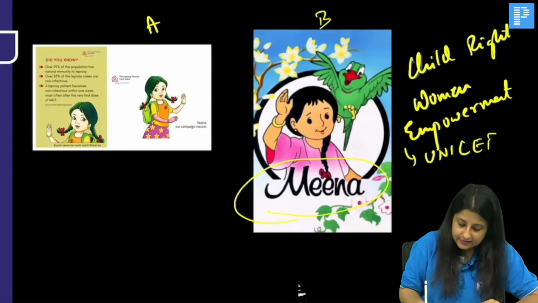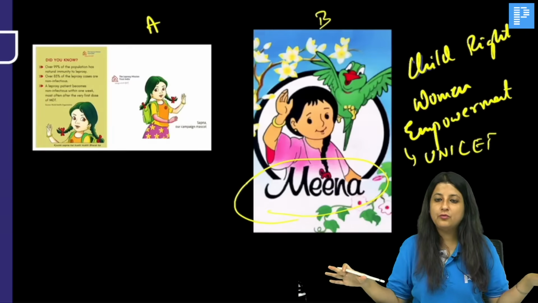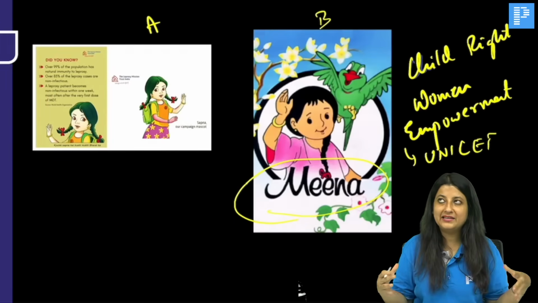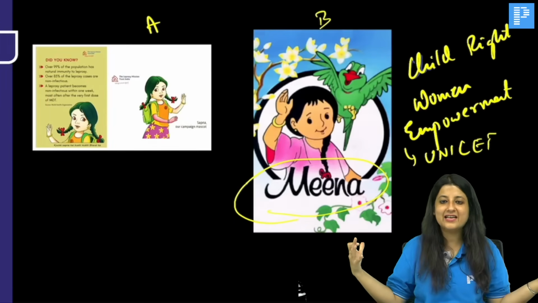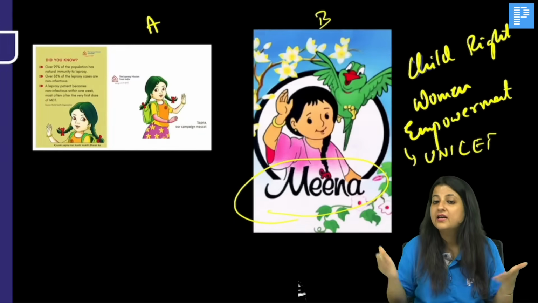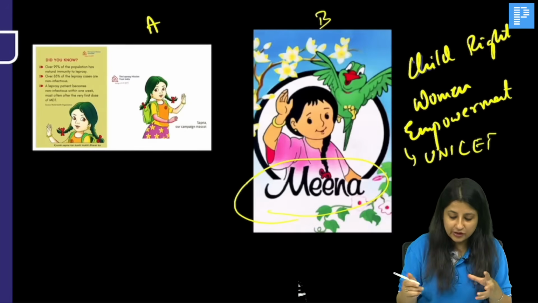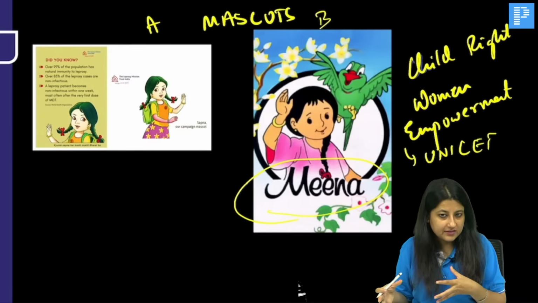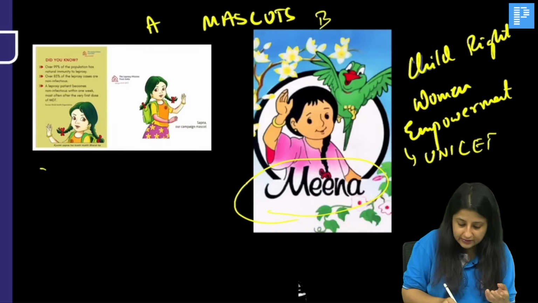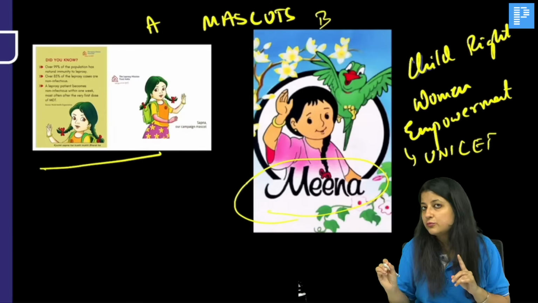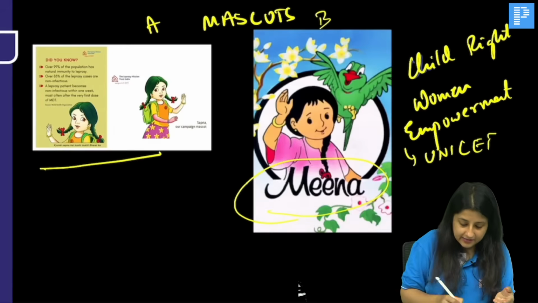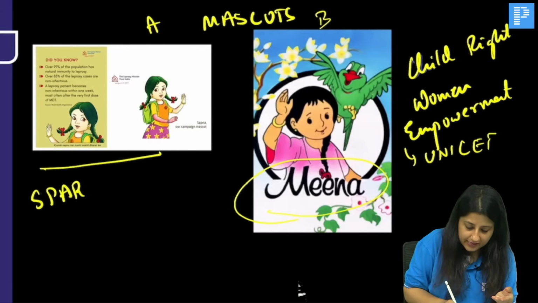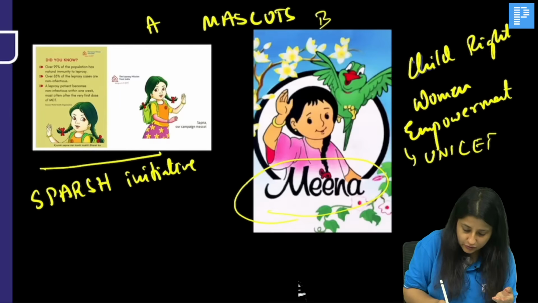So there was this girl who's flying. If nobody obstructs you from doing anything, you can fly. All your rights are granted. So there's a parrot behind. Now, these are mascots, we call them mascots. This concept of Meena mascot was adopted by Leprosy Trust Mission India, and under a program, the name of the program was Sparsh Initiative. Sparsh Initiative adopted this Sapna mascot.